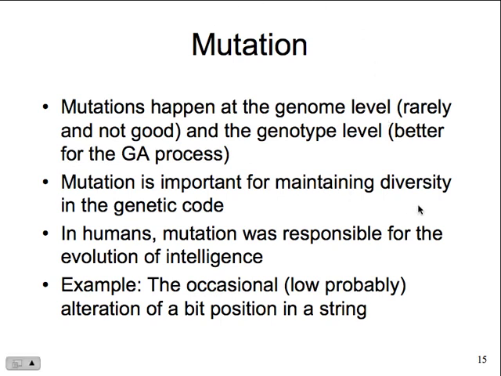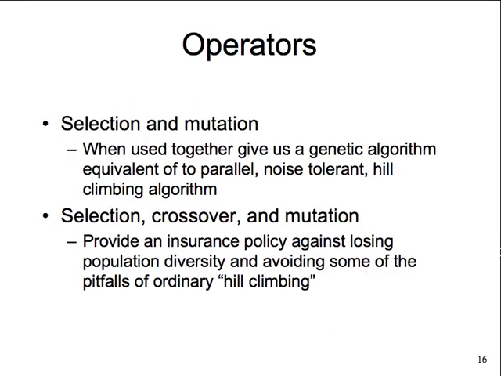Mutation is important for maintaining diversity in the gene code, so we can add new combinations. In humans, mutation was responsible for the evolution of intelligence, according to some of the evolutionary people. That's how we got smart, from mutation. Not to say that the caveman wasn't smart. Who knows? That's a philosophical conversation in itself. An example here is the occasional low probability alteration of a bit position in a string, so randomly mutating by changing bit positions, perhaps.